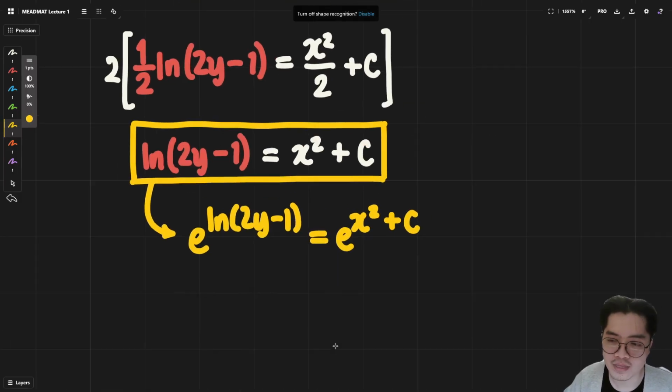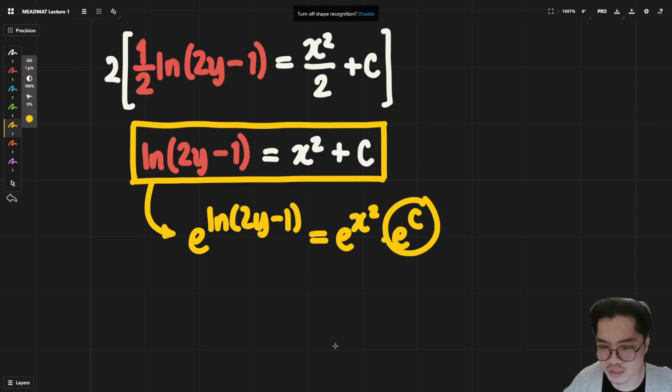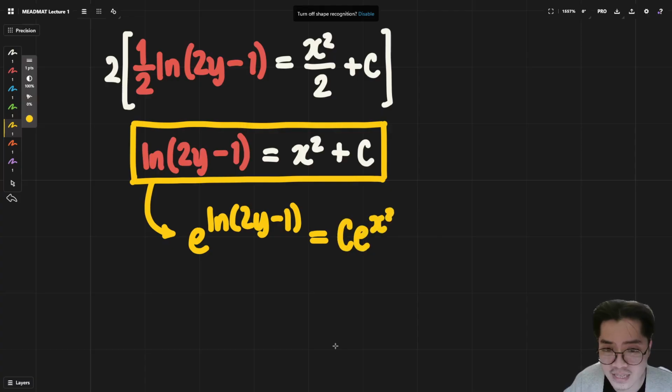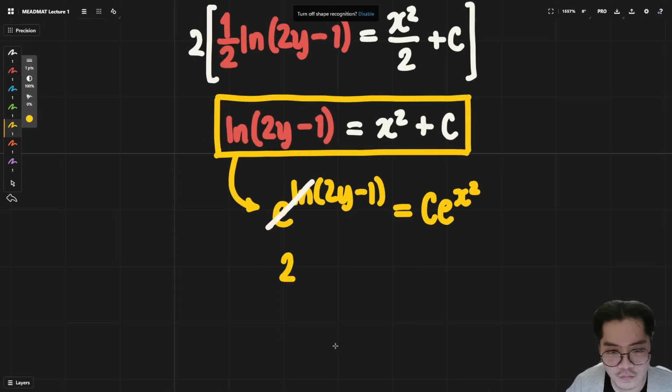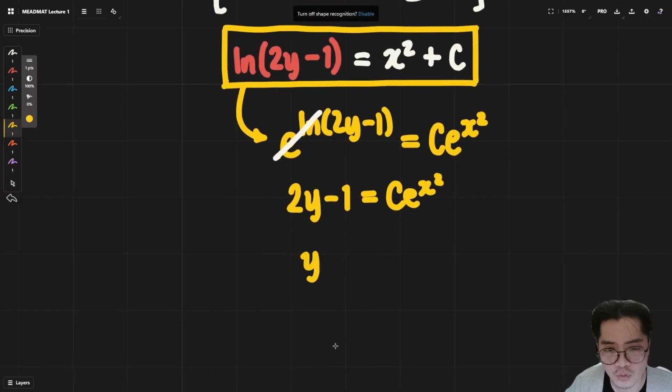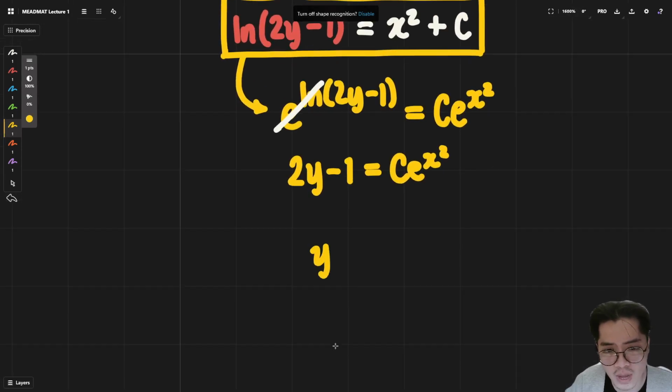If you guys remember the laws of exponents, there you go. If you're adding exponents together, what you're doing is just simply multiplying these two terms right here. And again, we've seen this: e raised to c, e raised to another number, is just another number. So it can be written down as c e raised to x squared. And then these two things can get canceled. You will get your value of 2y minus 1 is equal to ce raised to x squared. And basically, your y is equal to, put this to the other side and then divide both sides by 2.